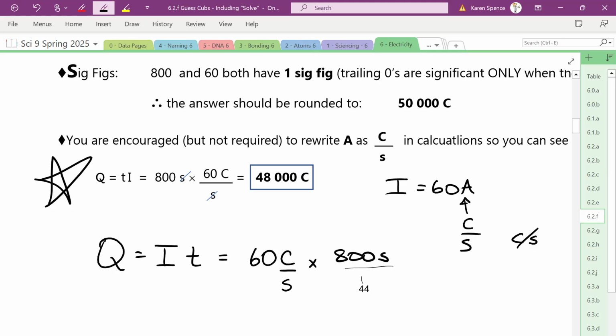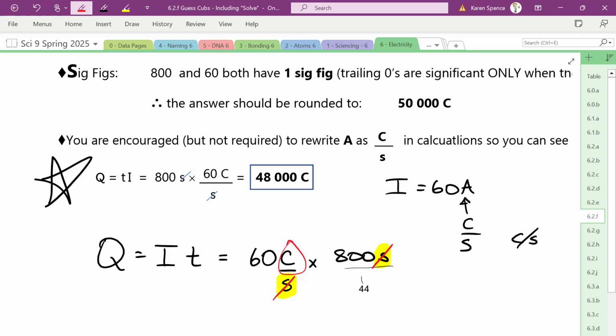What happens in math if you have something on the top and something on the bottom? They divide and they cancel out. So when you break down the unit that way, you can see the seconds cancel out and I am left with coulombs. That's going to be a really powerful technique when it comes to Chemistry 11 and Physics 11: when you can see where the units are and how they cancel out, you can always ensure that you get the correct answer.